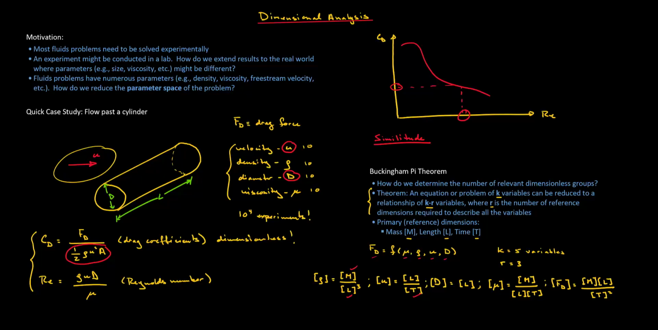So what this tells us is that we can reduce our original parameter space with 5 variables to a new space of k minus r. So 5 minus 3 is 2. So the number of dimensionless groups that we will need is k minus r, which is equal to 2. And this is in agreement with what we found in our case study over here. So all we need is 2 dimensionless groups to fully represent this problem. And these dimensionless groups are often called pi groups.